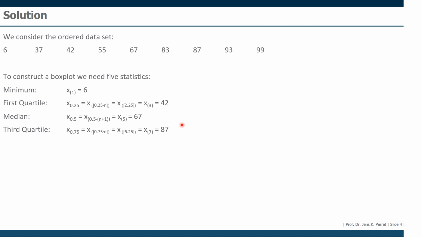Leaving me only with the value for the upper whisker or upper antenna of the box plot, which is given by the maximum. The maximum is the largest value in the data set, and thereby also the last value in my ordered data set. So here it's the 99. And that's already everything I needed for the box plot: lower and upper whisker, lower and upper bound for the box, and the median in the middle of the box.